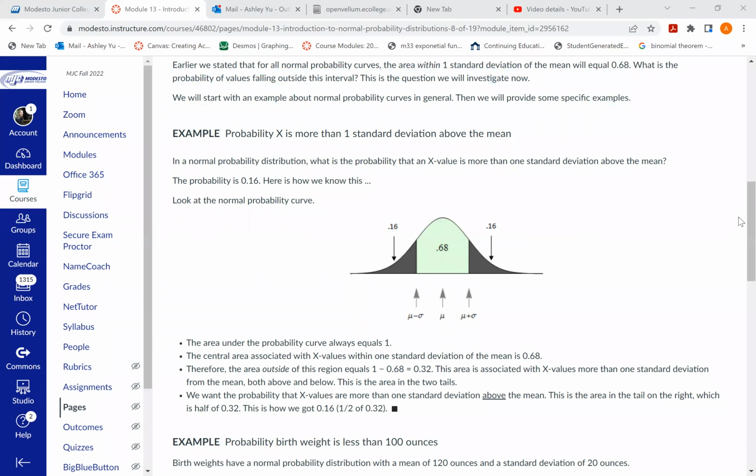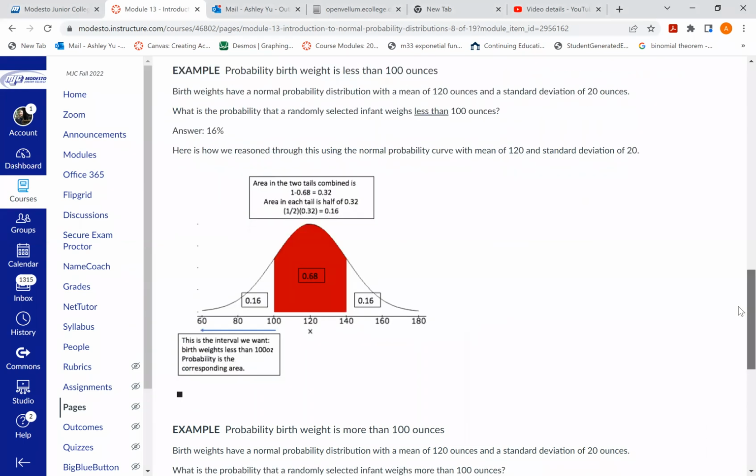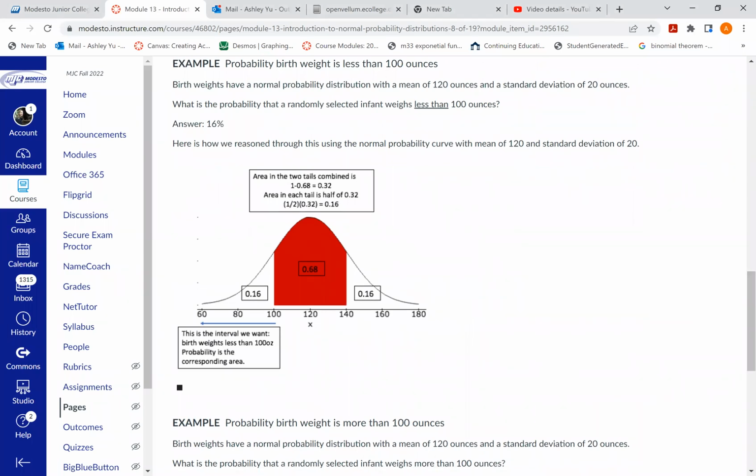I'm going to move down so we can see the next example. Sorry if that went fast. If you want, you can always rewind and see it again.